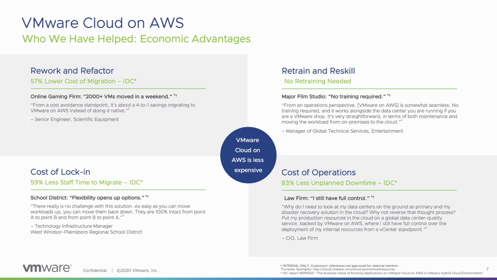The first one we talked about was reworking, refactoring. We have a gaming company that reported back a 57% lower cost of migration. They were able to move 2,000 plus VMs in a weekend. So again, very high speed migration, 4-to-1 savings in terms of their migration time.